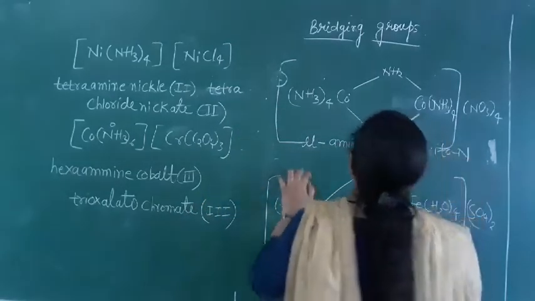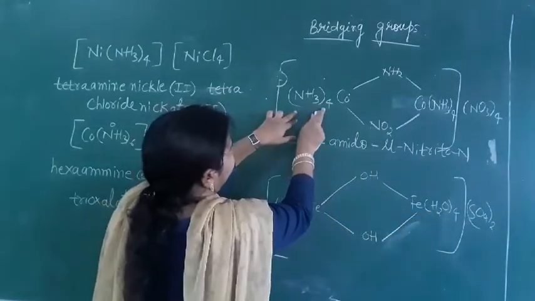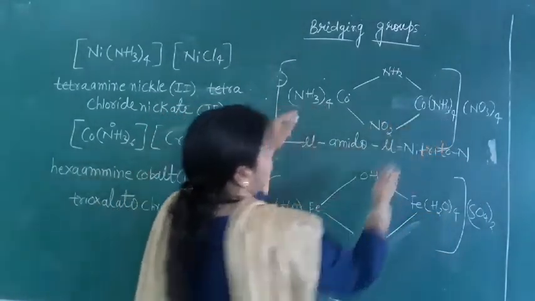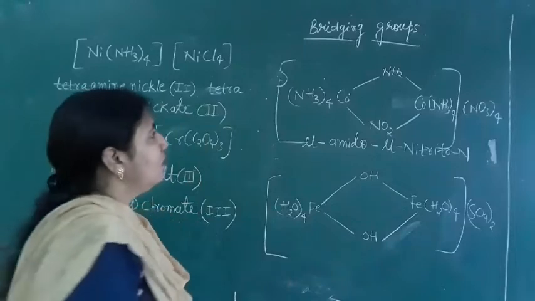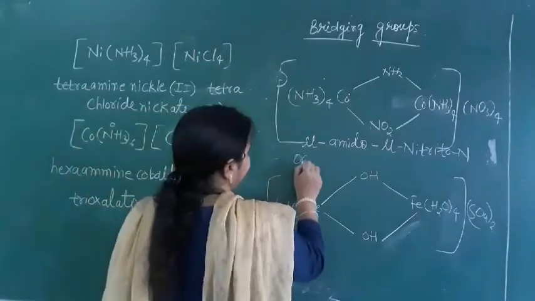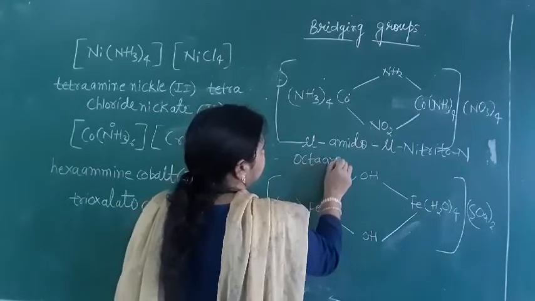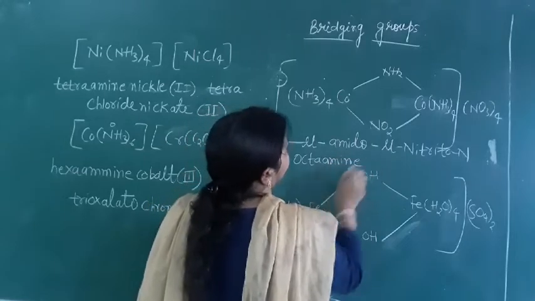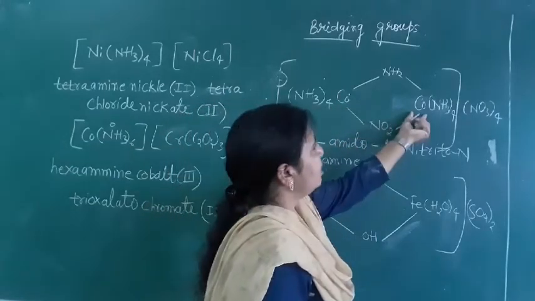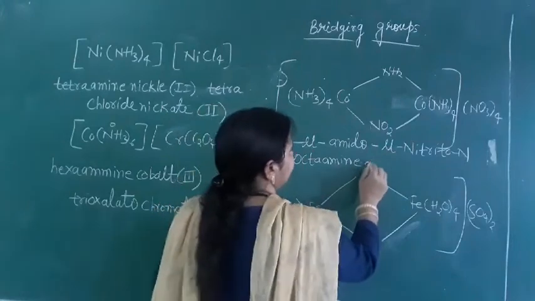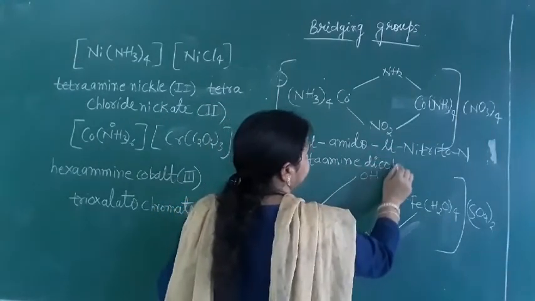Then write down, here we have tetraamine, here we have tetraamine. Totally how many? Octa. Okay, 8 will be there. That's why you have to write octaamine. Here also cobalt, here also cobalt. 2 cobalts are there, so write down dicobalt.